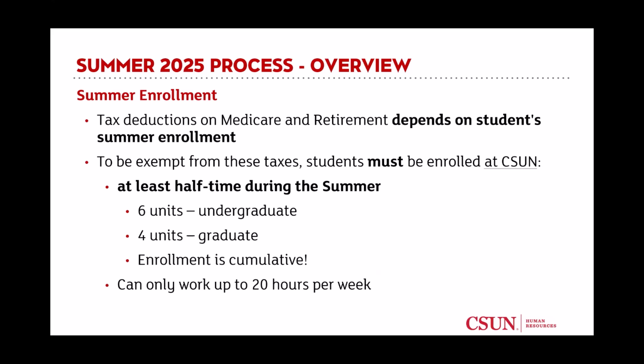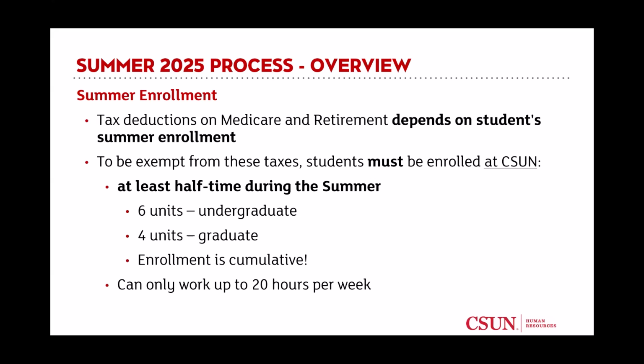But anyways, the reason we do this also is that tax deductions on Medicare and retirement will depend on the student's summer enrollment. The student assistants are FICA exempt, and to remain exempt from these taxes, they must be enrolled at CSUN at least half time during the summer. That is 6 units if they are undergraduate or 4 units if they are at the graduate level. For the summer, we are counting enrollment cumulatively. So if they're enrolled in 3 units in session 2 and then 3 units in session 3, even though those are separate, we're still counting them as a total of 6.